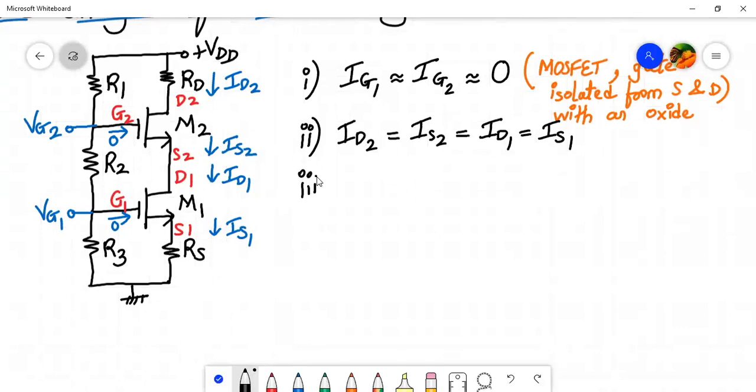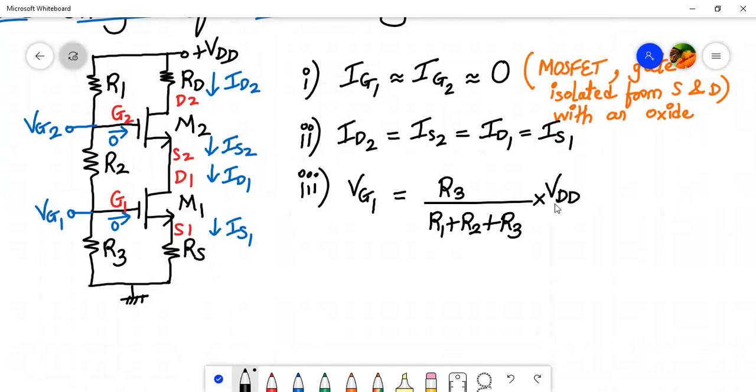Next, third, we'll find the value of VG1 and VG2. So VG1 will be R3 upon R1 plus R2 plus R3 into VDD. So we'll write over here R3 upon R1 plus R2 plus R3 into VDD. Simple voltage division rule. And now we substitute the values over here.